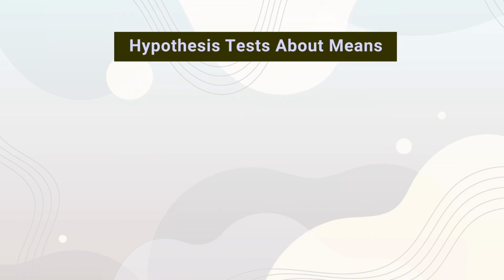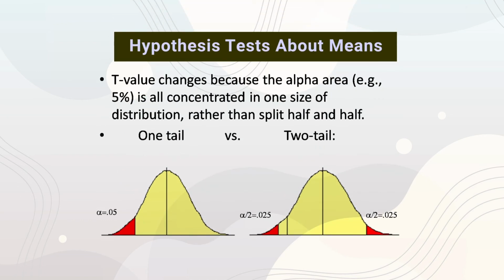So, hypothesis test about means. The t value changes because the alpha area, that is 5%, is all concentrated on one side of the distribution rather than split half and half. So for one tail test and two tail test, take an example: alpha is equal to 0.05 and this is a one tail test, a left tail rather, whereas if you talk about the two tail, alpha by 2 is 0.025 and alpha by 2 is 0.025, and you find the red area on both sides, the left side and the right side. So this is the example of the difference between the one tail and two tail.